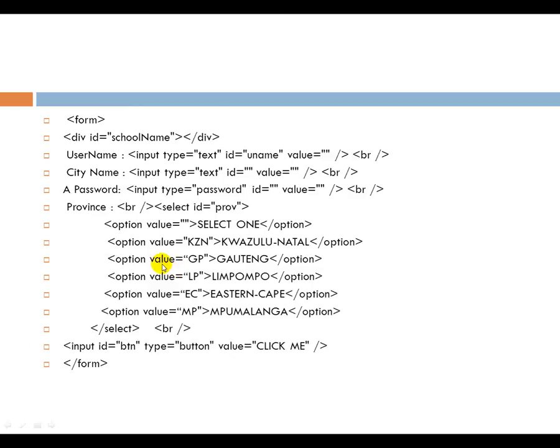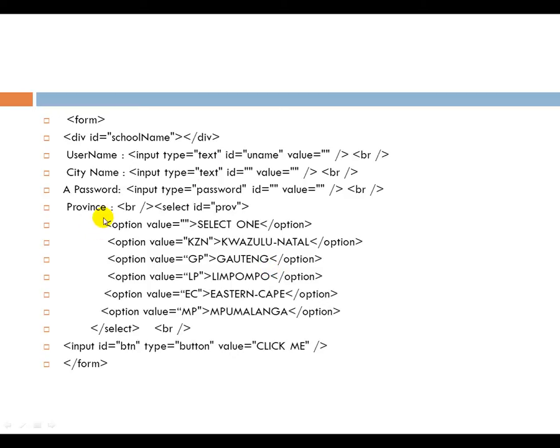So for the sake of space here, I've only created about 5 options here. So I've only set up 5 options, which is KwaZulu-Natal, Gauteng, Limpopo, the Eastern Cape, and the Mpumalanga province. But you are welcome to actually exercise and put in more provinces that you know in South Africa or in any other country. This is just for exercise purpose.